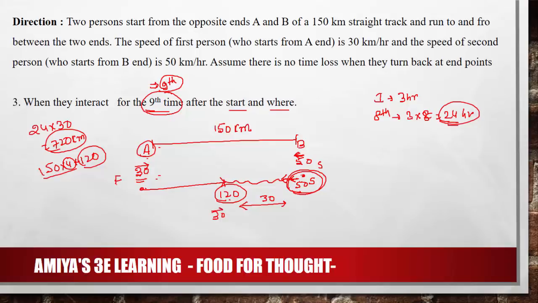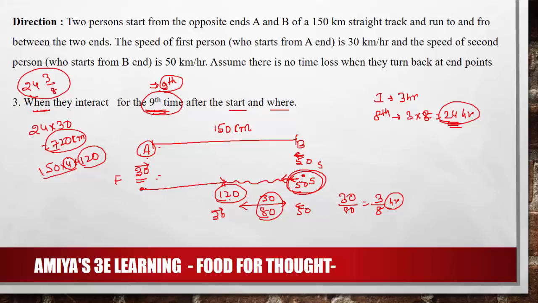And this one is 30, this one is 50. So we can say the relative speed is 80. So they have taken 30 upon 80, that means 3 by 8 hours more than 24. So the answer of when is 24 hours plus 3 by 8 hours extra, and this is the answer of when they complete the ninth meeting. I hope this one is clear.